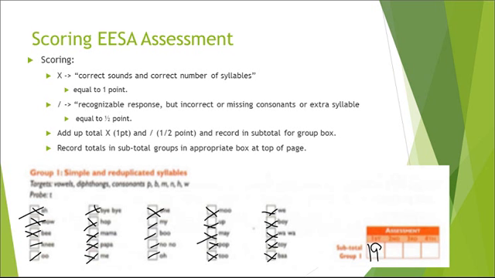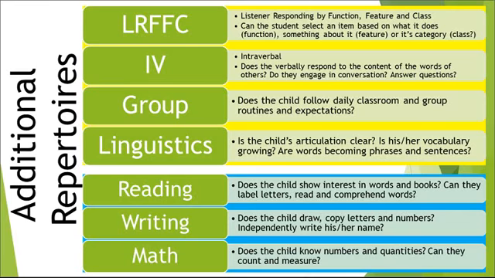While we won't go through level 2 and level 3 in as much detail, I do want to cover that level 2 and level 3 add additional repertoires. In level 2, you'll see 4 additional repertoires, including LRFFC, which stands for Listener Responding by Function, Feature, and Class. That looks at whether a student can select an item based on what it does, the function, the one that drives, the one that flies, or a feature, so the one that has wheels, the one that has wings, or its category, the vehicle, the animal, things like that.